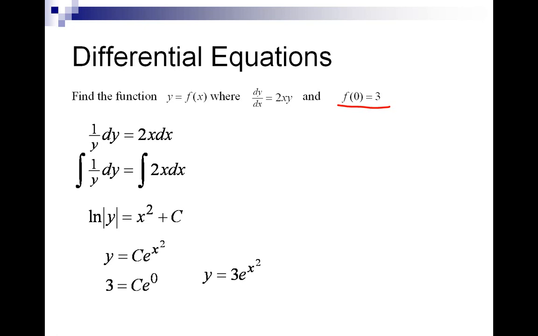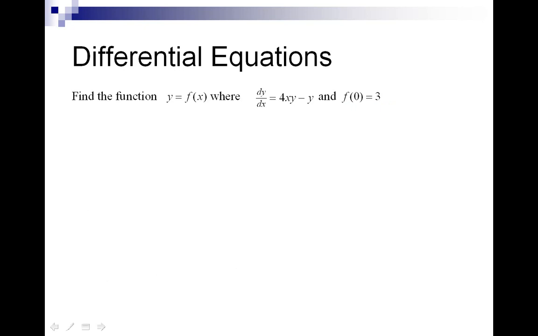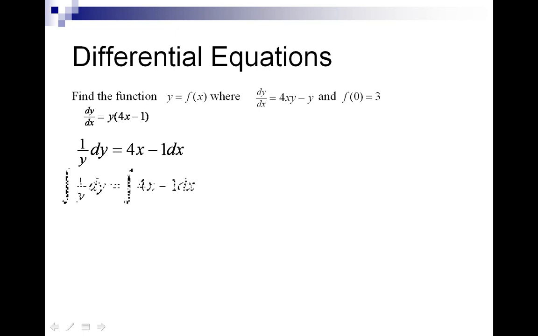So here's one that's a little bit harder. It looks very similar. We have 4xy minus y. Before I could do it, I need to separate variables. I need to get the y's on the left-hand side, the x's on the right. So I'm going to factor out the y as my first step. Now when I move my variables around, I'm going to multiply by dx, divide by y, and it's going to perform pretty much similarly. So now we integrate both sides. You get ln of y is equal to 2x squared minus x plus c.